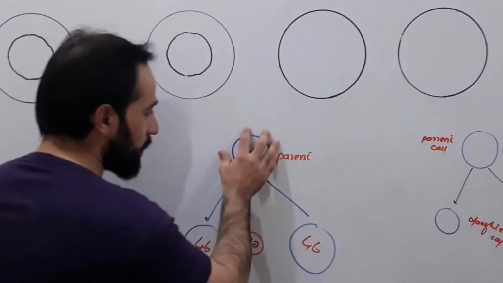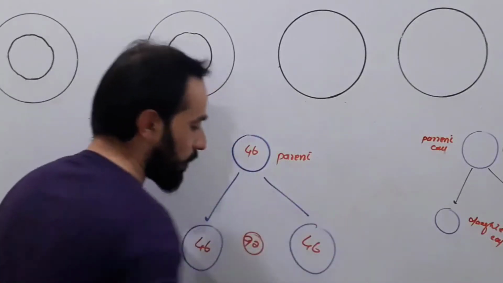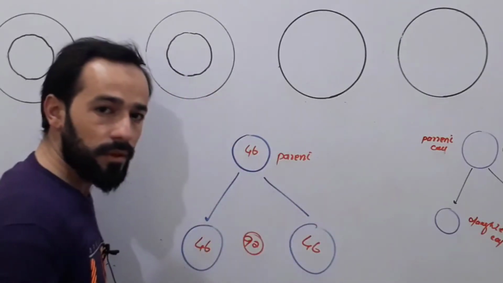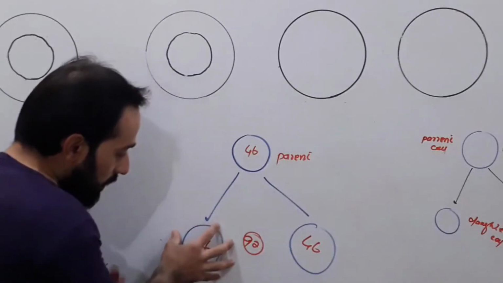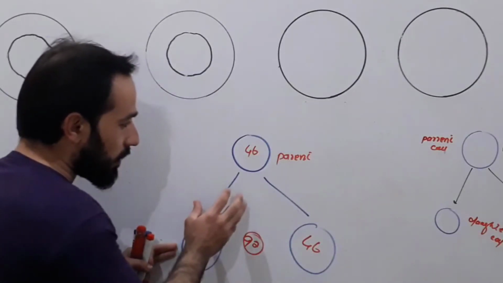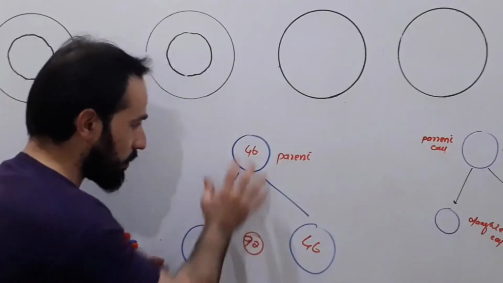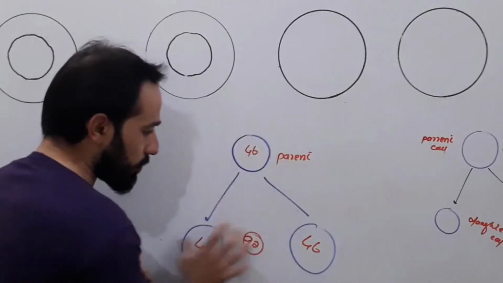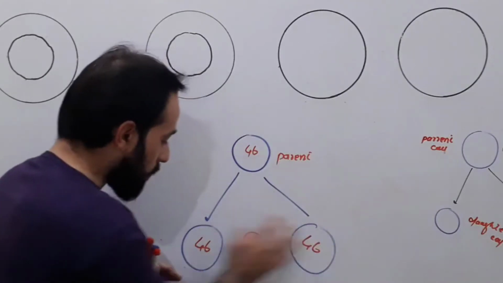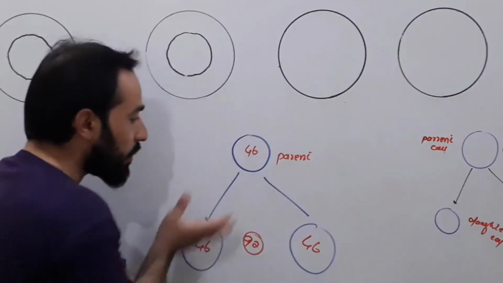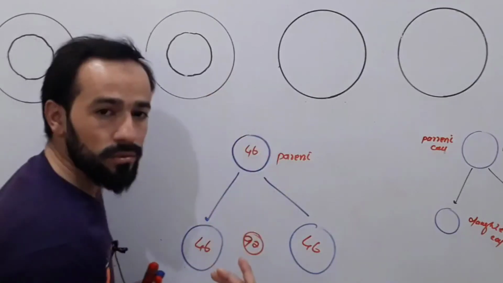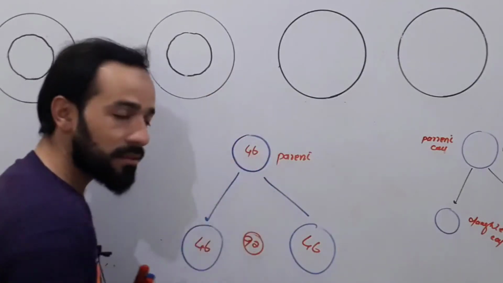Look carefully. This is a cell and it's going to be divided into two, right? So look, this cell is going to produce two cells, right? When it produces two more cells, where does this cell go?